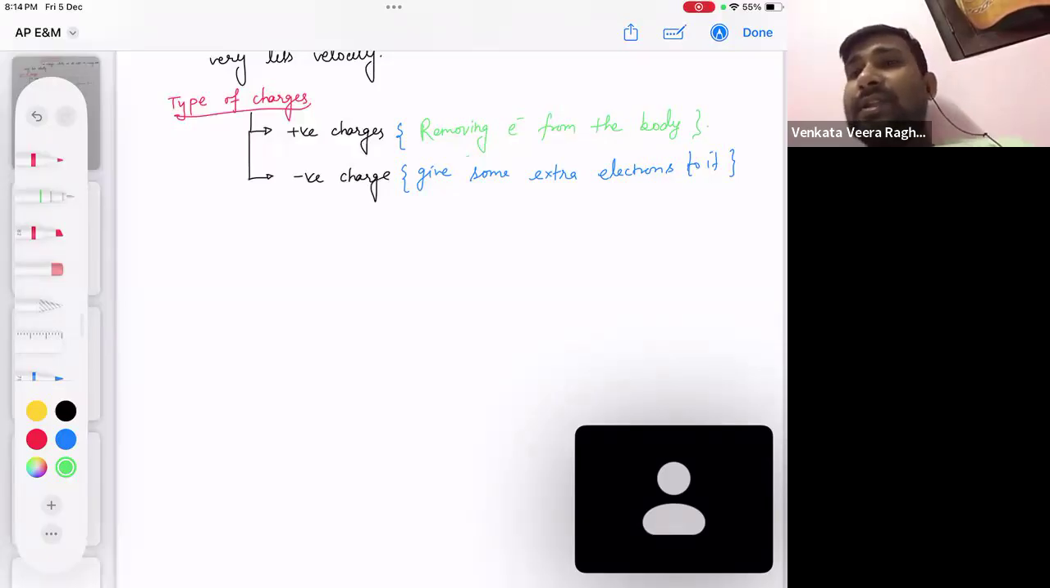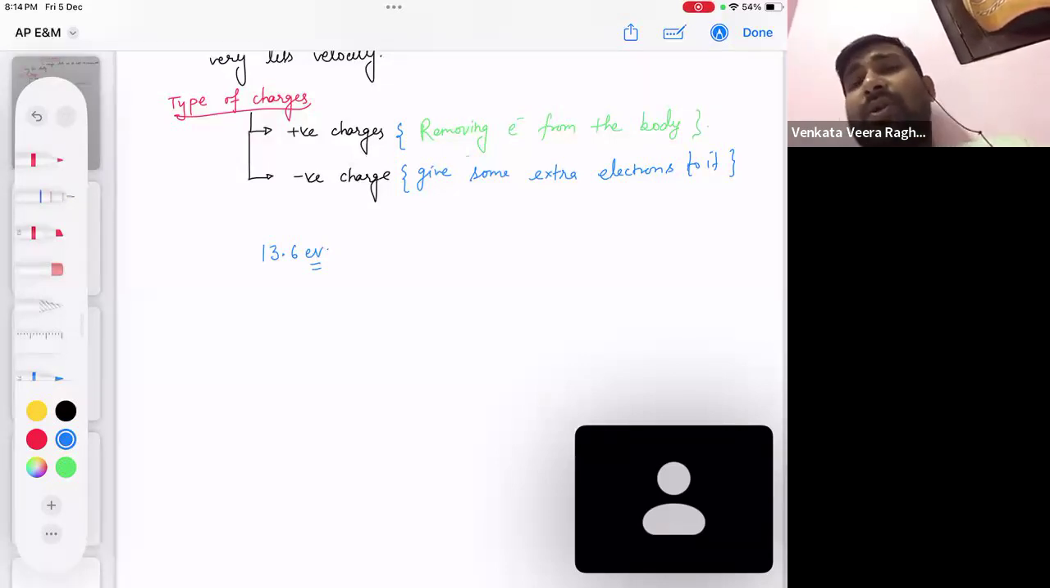So if I ask you to do a comparison, what is the energy needed to remove an electron from the hydrogen atom? Is it 13.6 electron volt? Just a rough idea, tell me. Yes, 13.6 electron volt. That is the minimum amount of energy you need if you want to remove an electron from a hydrogen atom, right? And if I ask you, how much is the energy required to remove a proton from a hydrogen atom? Any guess? Any rough idea?